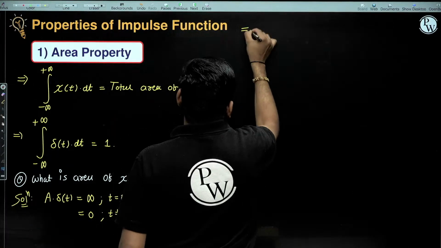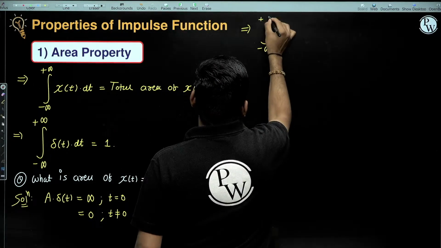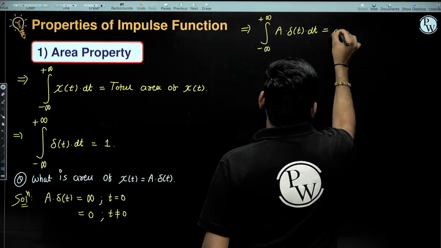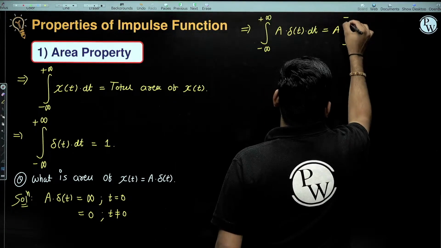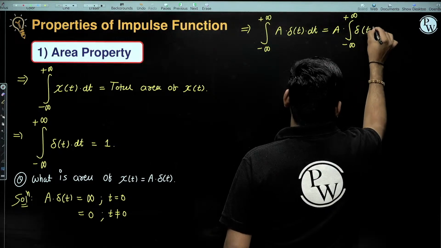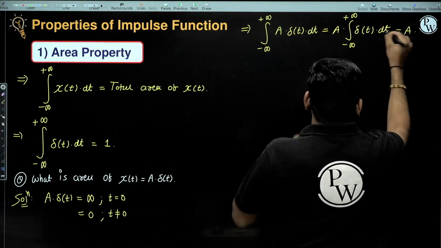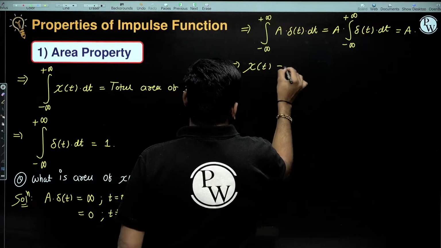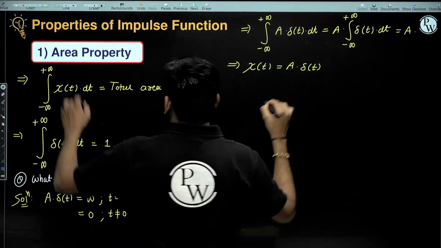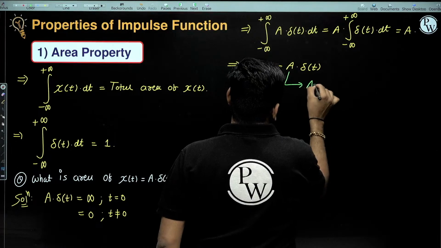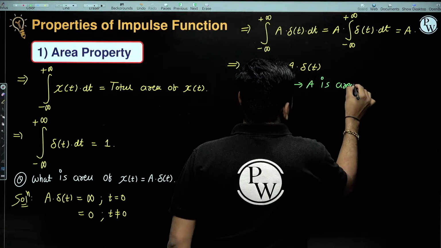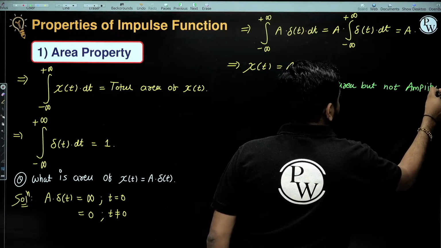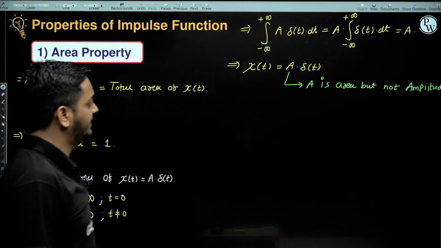Area of this function. To integrate signal from minus infinity to plus infinity, a into del t dt. You can take a common. So minus infinity to plus infinity del t dt. Now what is the area of impulse? So area of impulse is 1 guys. So that's why, here x of t is equal to a into del t. So a is area but not amplitude. Remember this thing, this is very much important. Okay, a is area, it is not amplitude guys.